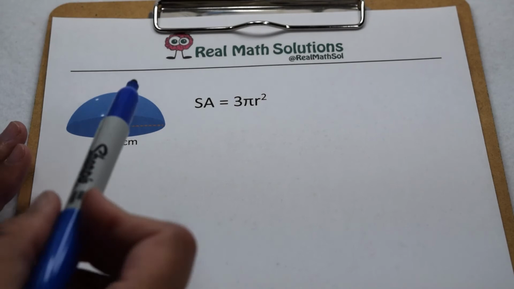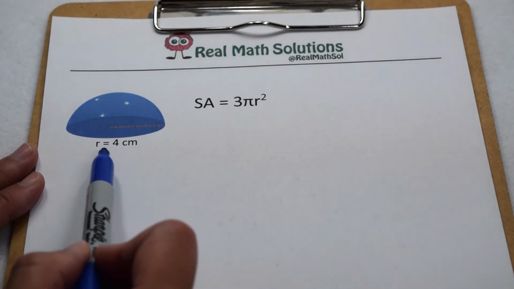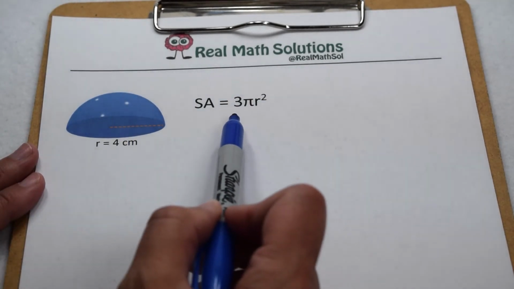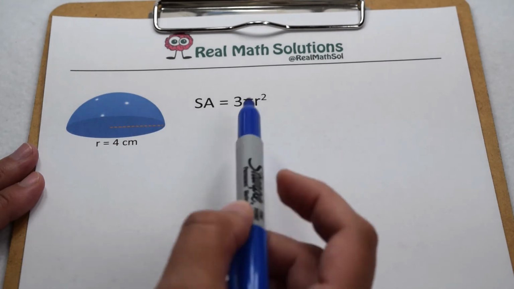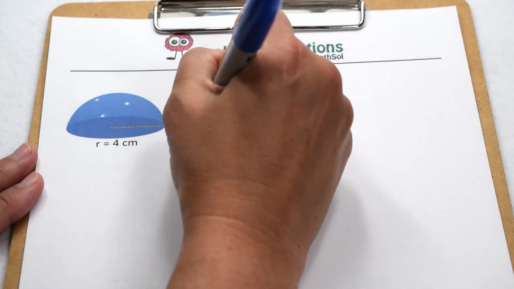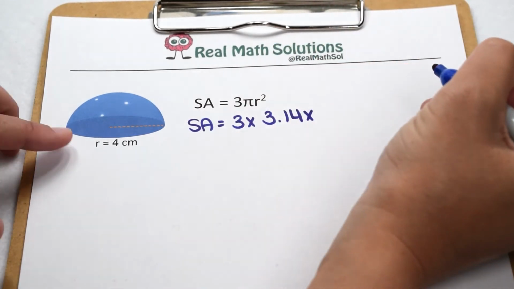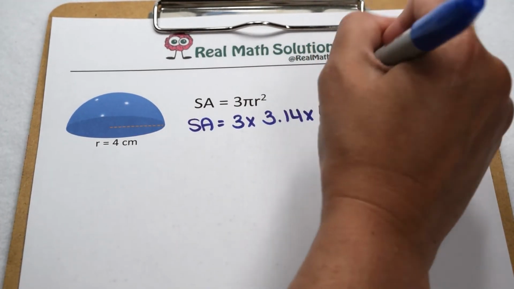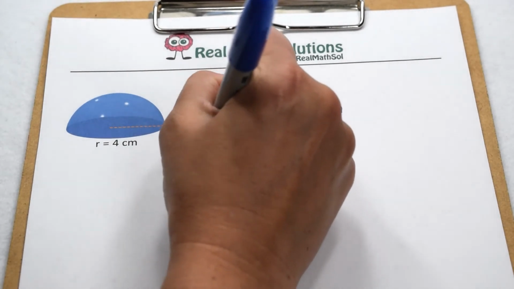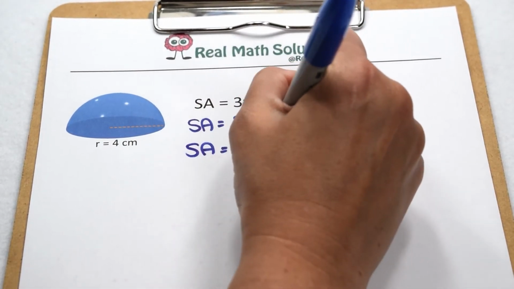Let's use our equation to find the surface area of this hemisphere. This hemisphere has a radius of 4 centimeters, and to find surface area we do 3 times pi times radius squared. That means here we're going to have 3 times 3.14 times radius squared, so that means we're going to have 4 squared. 4 squared is worth 16, so that means we'll have 3 times 3.14 times 16.